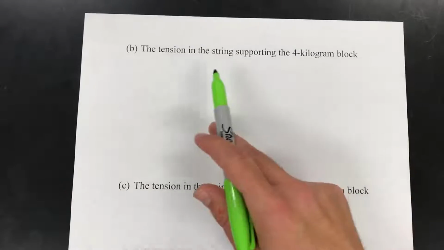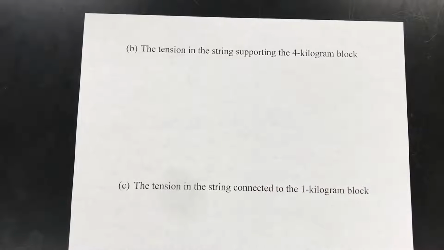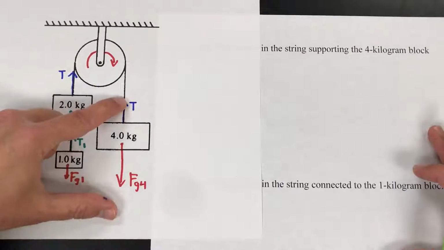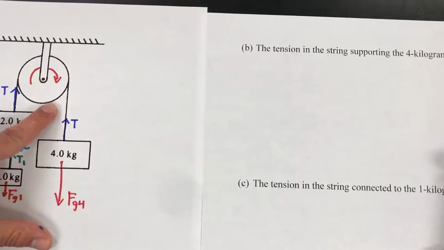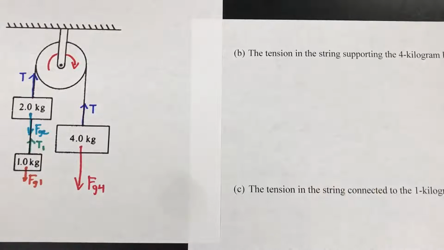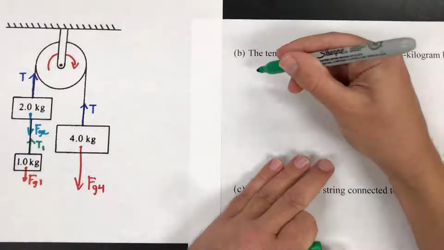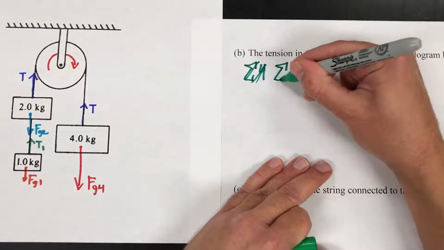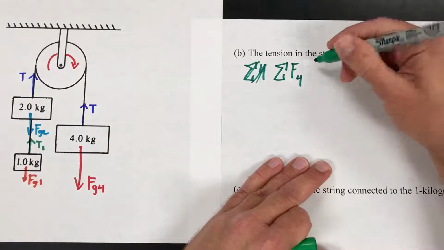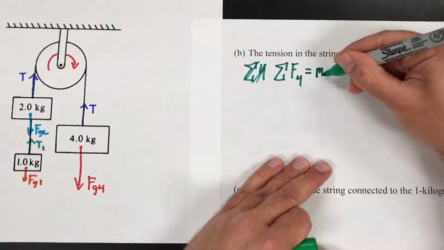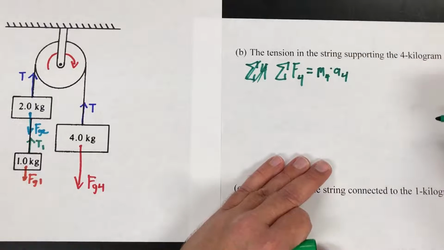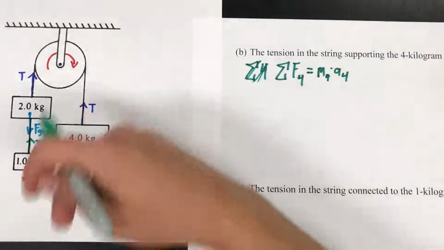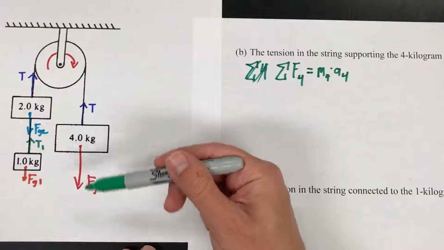Now on this first one up here, it says what is the tension in the string supporting the 4 kilogram block. So I'm going to come back for a moment and look at this part of the picture right here and use that to create an equation on this side. When we go to set this up, I'm going to say that the sum of the forces on block 4 is going to be equal to the mass of block 4 times the acceleration of block 4. Well, what are the forces on block 4? Again, I'm going to call the way that it moves positive, so I'm going to call this one positive.